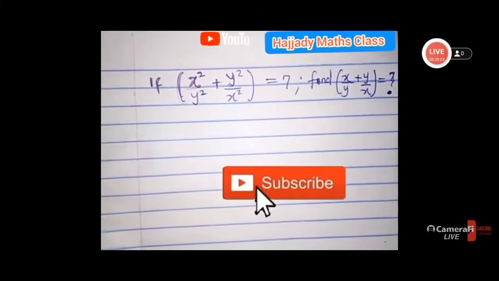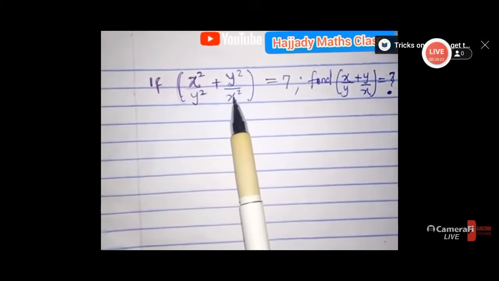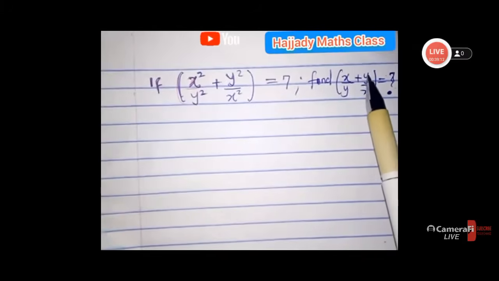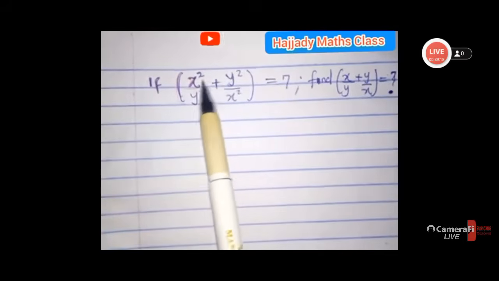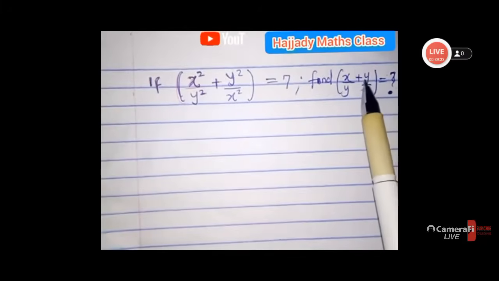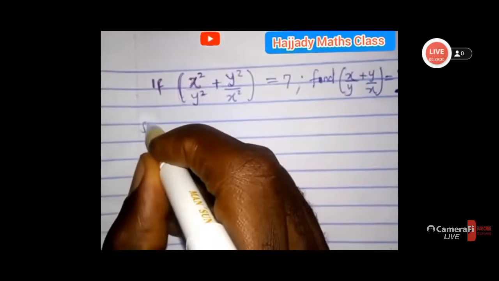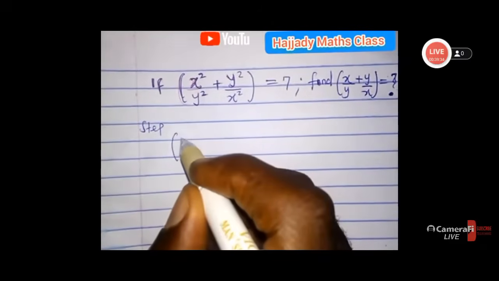Now looking at this question, it says that if x squared over y squared plus y squared over x squared equals 7, find x over y plus y over x. So what is the value? This is unknown. Now looking at this, we are going to see that this is a quadratic equation, while this is a linear equation. So solving this, we should know that the first step in doing this is that this can be expressed in this form.